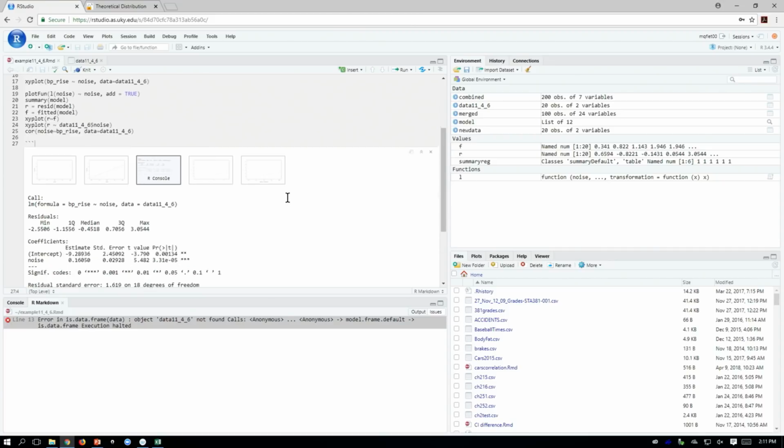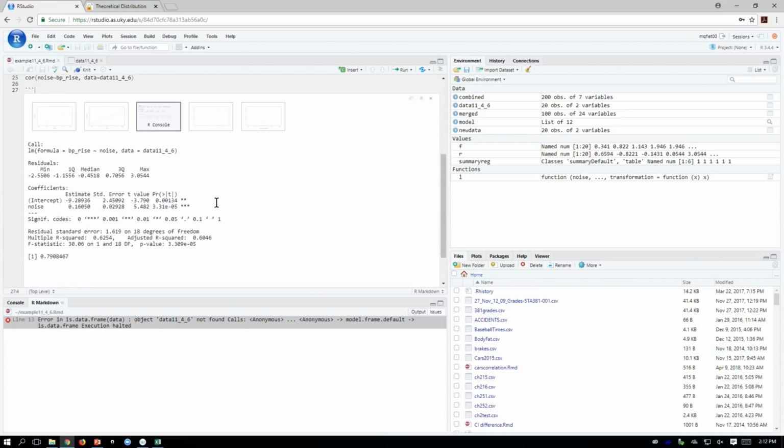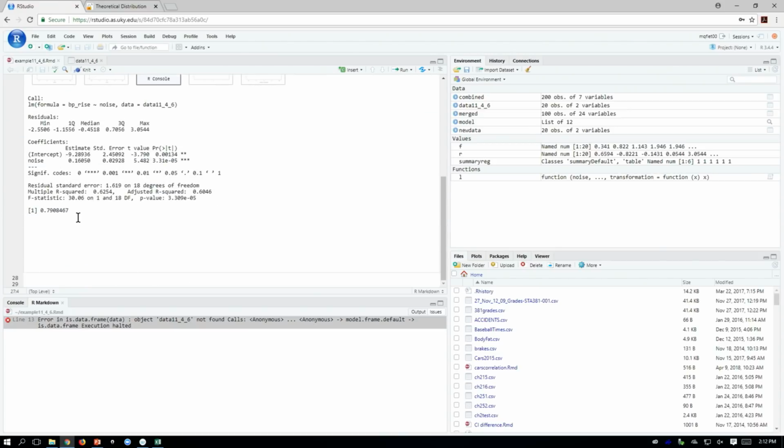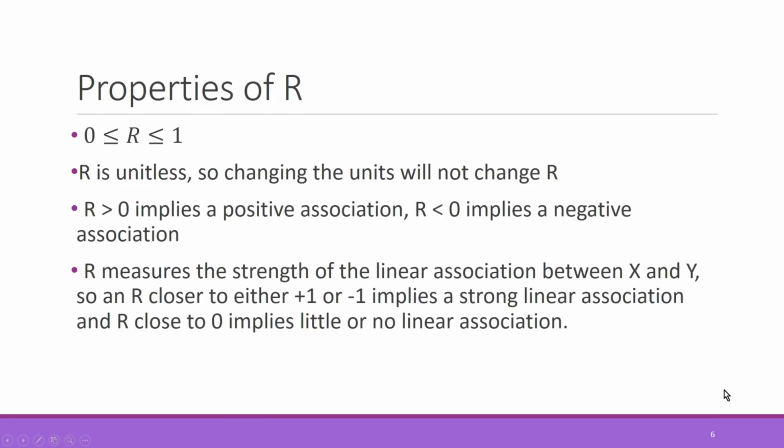So there's a couple ways you can get it. Again, you could just get it out of the summary of the model. There's also a correlation function in R. So notice that I have cor, BP tilde rise, and then my data set. Doesn't matter the order, by the way, for correlation. It matters for regression, but not correlation. And then we get this as our correlation value, 0.79. So let's talk a little bit more about what R means. It's actually different than what R squared means.